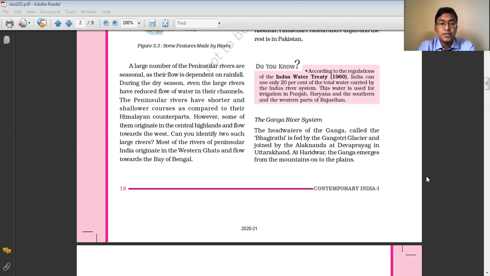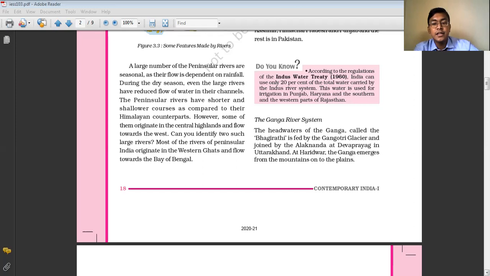As I have said earlier, the three important Himalayan rivers, that is the Indus, the Ganga, and the Brahmaputra, have their origin at different locations in the Himalaya. The Indus and the Brahmaputra originate from the northern side of the Himalayas, that is from the Tibetan region. But the Ganga is the Himalayan river which originates from the Indian territory. The river Ganga has been formed by two rivers which joined together.